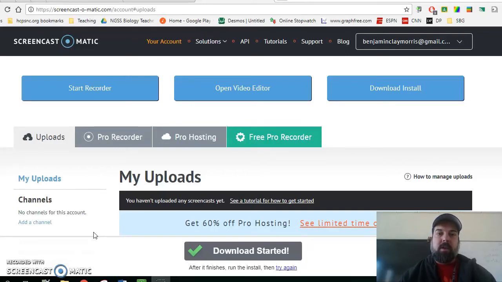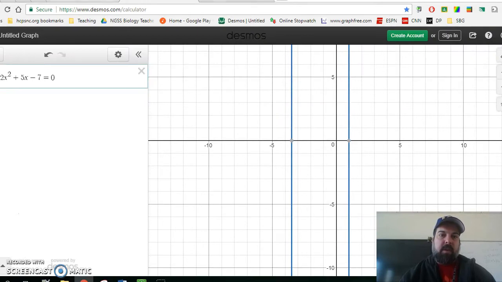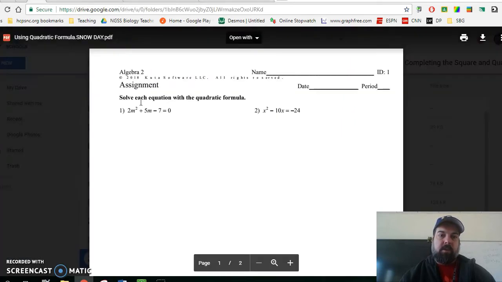I wanted to show you a quick example of how you can check quadratics using Desmos. If it doesn't say y equals, then you may be confused as to what to do. I've taken your first example here, 2m squared plus 5m minus 7 equals 0.